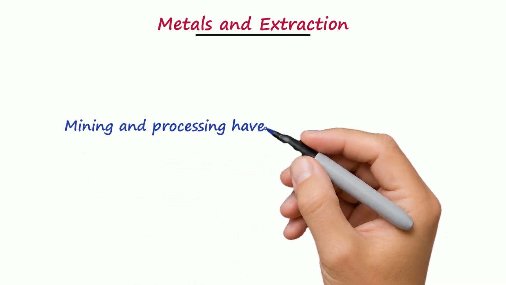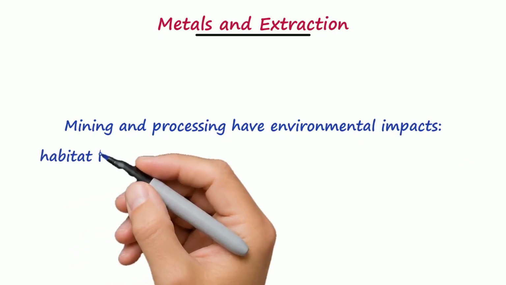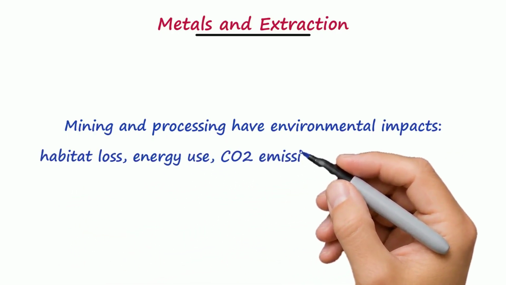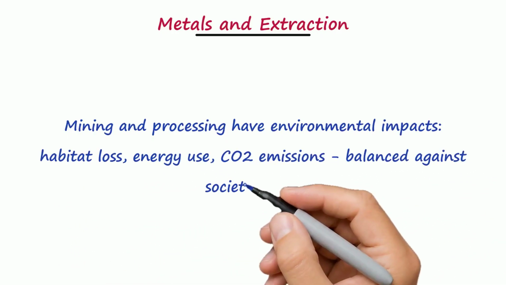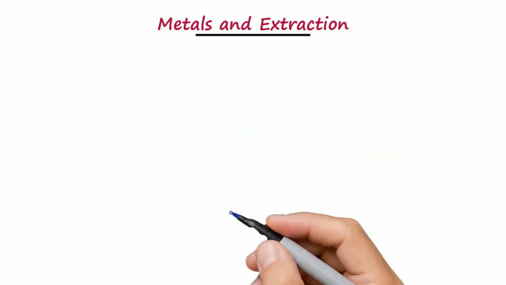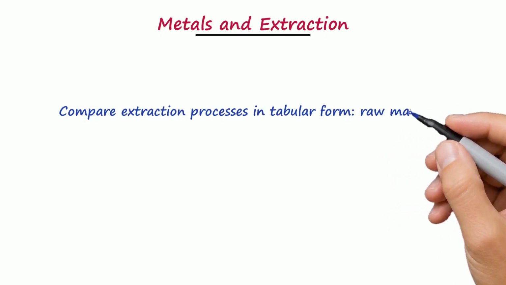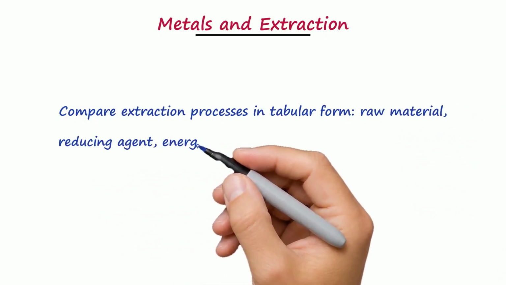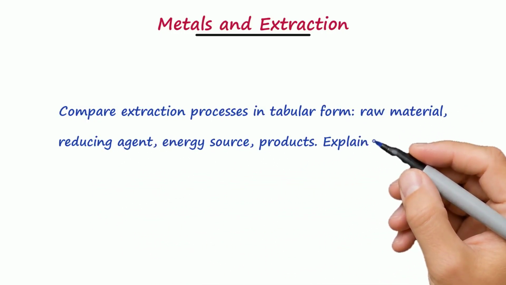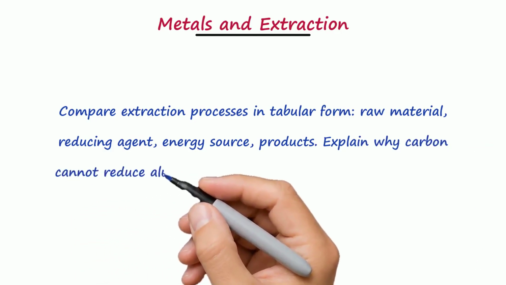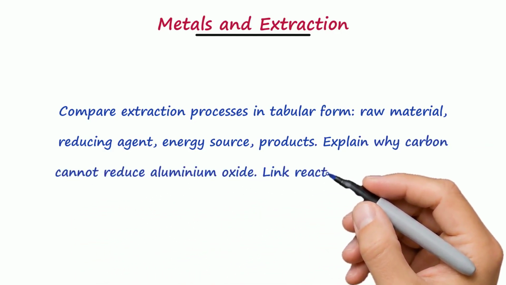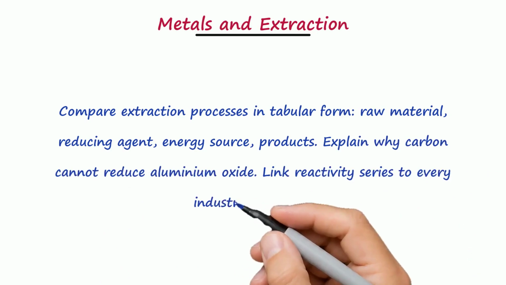Mining and processing have environmental impacts: habitat loss, energy use, CO2 emissions, balanced against societal need. Compare extraction processes in tabular form: raw material, reducing agent, energy source, products. Explain why carbon cannot reduce aluminium oxide. Link reactivity series to every industrial example.